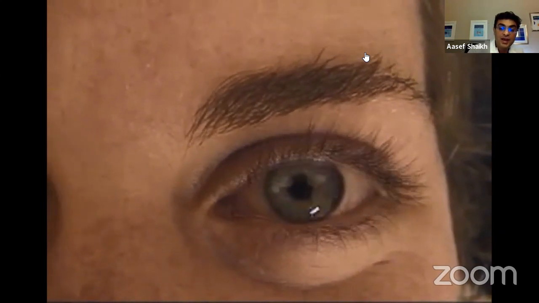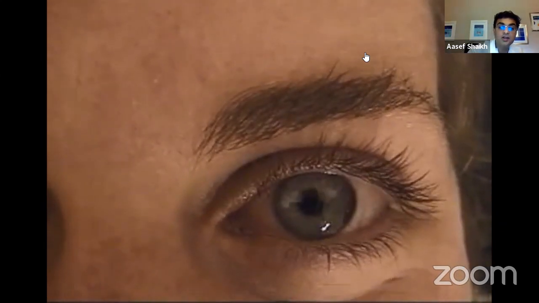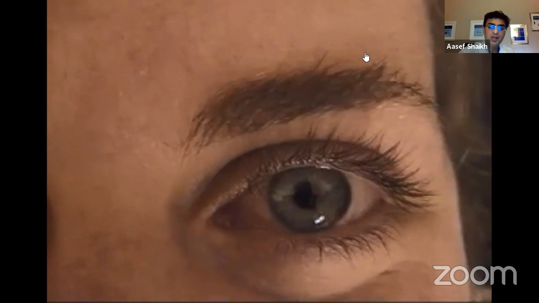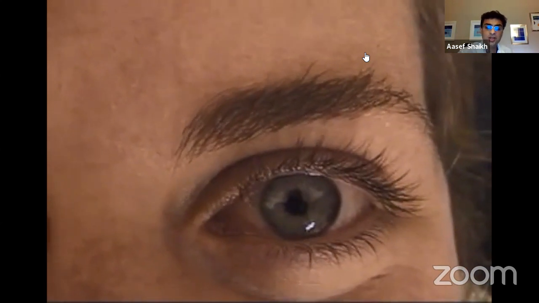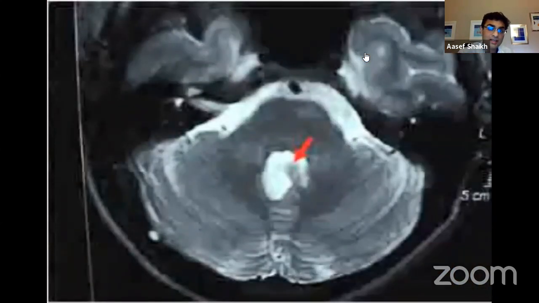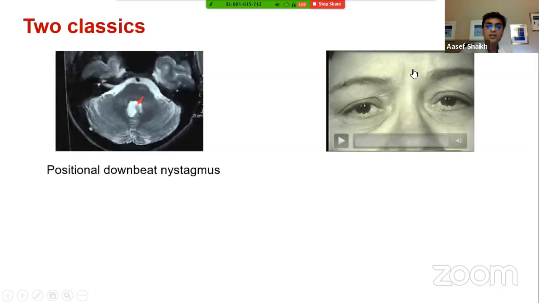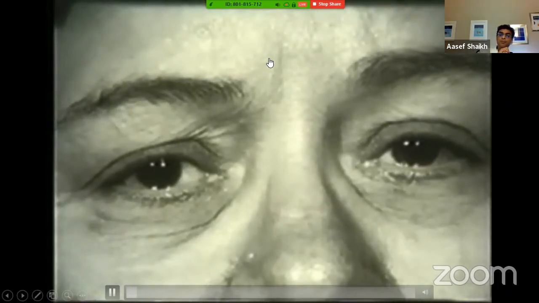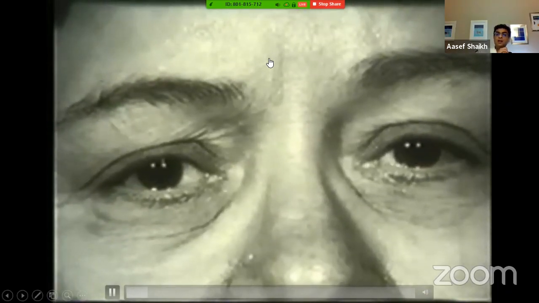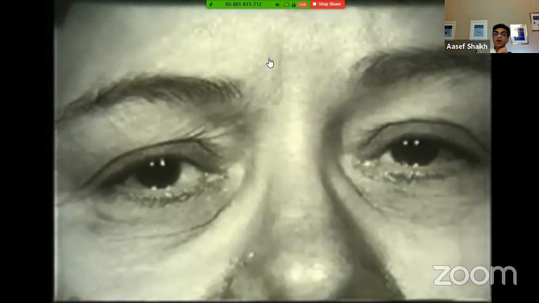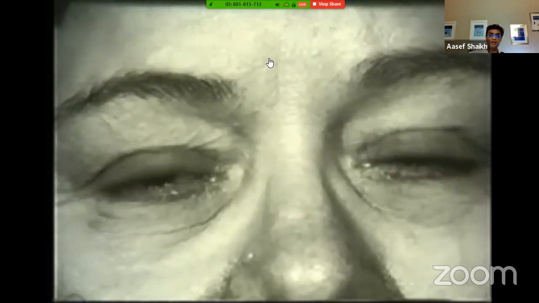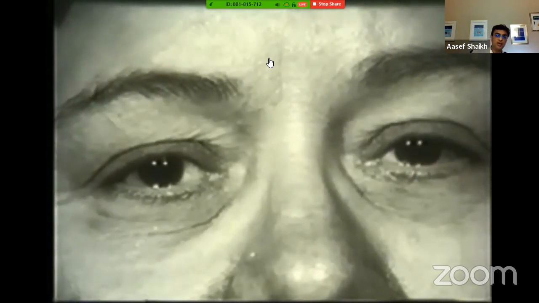And when they scanned her MRI, she had a tumor in the nodulus. Similar kinds of lesions in the nodulus can also cause another classic, which is periodic alternating nystagmus. So you can see in this lady, she has left-beating nystagmus in straight ahead. And then the intensity will gradually go up. Then it will reduce. So it is reducing right now.